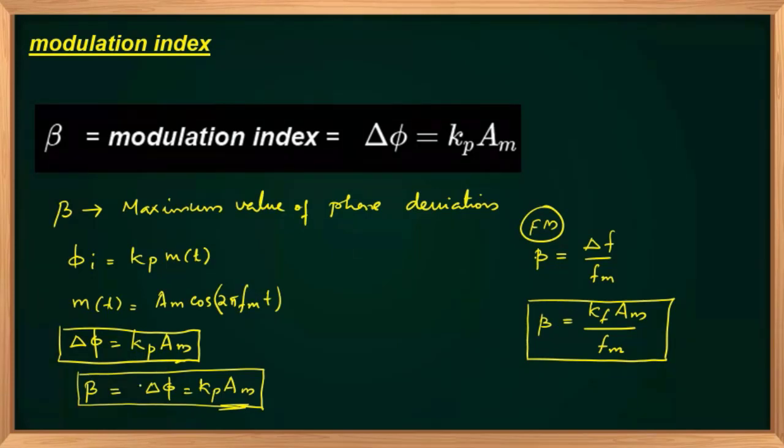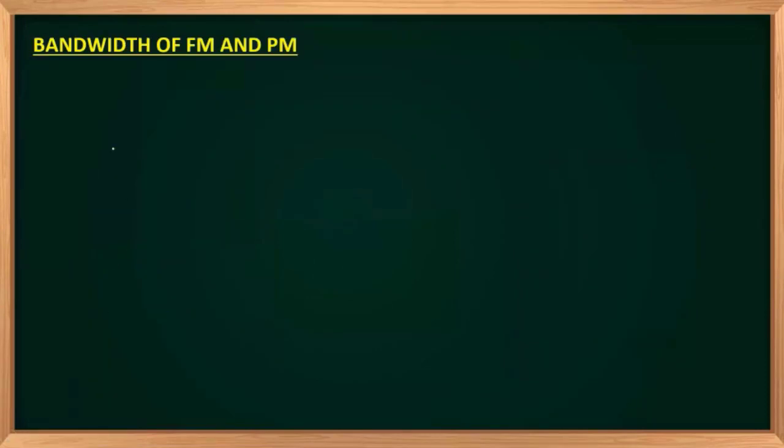Okay. Thank you, Suraj. Let us move on to an important topic, bandwidth of FM and PM. Both FM and PM have the same expression for bandwidth. For narrowband FM, the bandwidth is already obtained: 2FM, equal to the bandwidth of an AM signal.